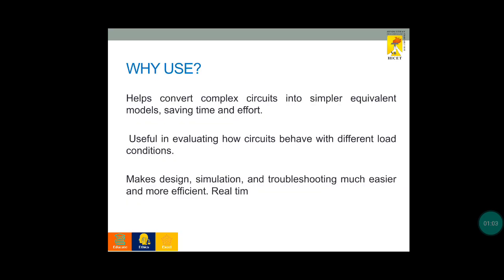Why we want to use this theorem is to make our complex circuits into very simple equivalent circuits. By using this theorem, we can save time and calculations. It is also useful in evaluating how the circuit behaves with different load conditions. And by using this theorem, we can design, simulate and even troubleshoot more easily and in a more efficient manner.